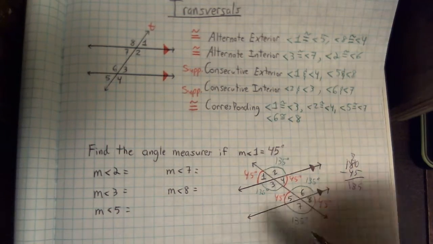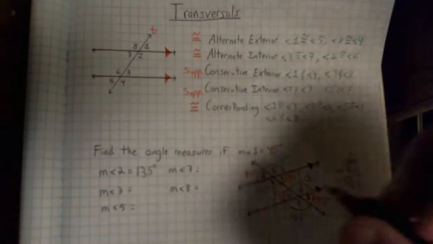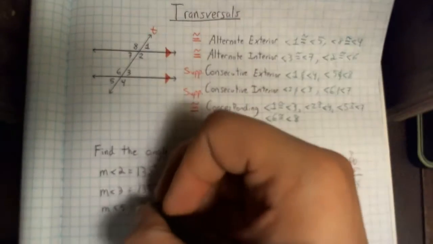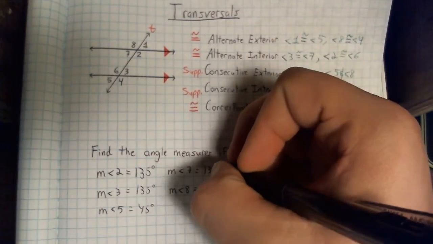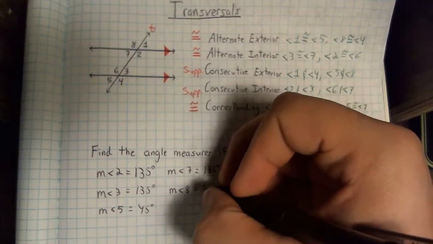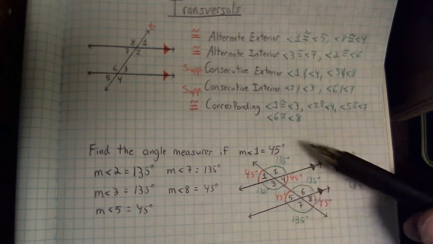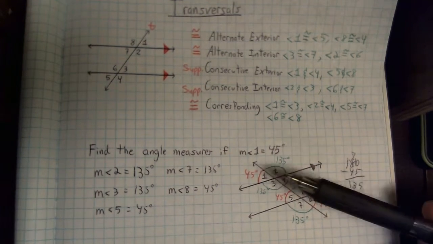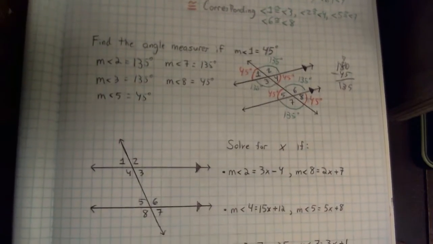So angle 2 we know is 135 degrees. Angle 3 is also 135 degrees. Angle 5 is 45 degrees. Angle 7 is 135 degrees. And angle 8 is 45 degrees. So the work we did was right here. It becomes really quick once you're familiar with how these properties work, and then we just fill in the blanks afterwards. Let's look at a couple more problems.